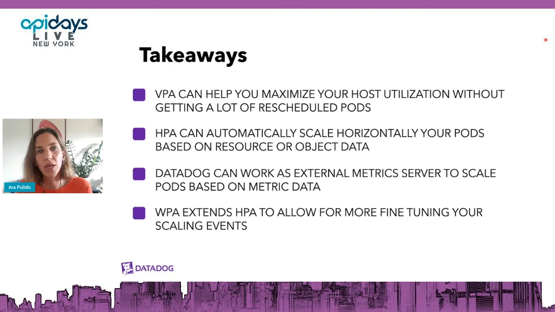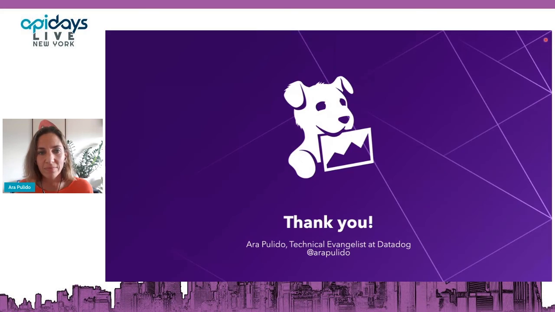And finally, if you think that just one value is not enough for your use case, it depends a lot on the metric that you're going to use, you can have a look at the Watermark Pod Autoscaler, which is open source and allows you, for example, to put two values to your metric, like the high watermark and the low watermark. And that way you can fine tune your scaling events a little bit more.